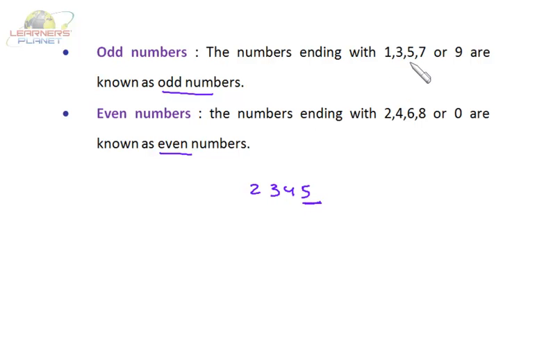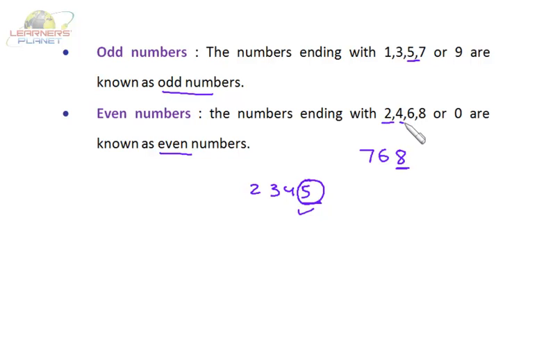Okay, as we can see over here. So doesn't matter how many digits are there, you just have to concentrate upon the unit digit. So this is the unit digit in this number and this is 5, and the numbers which are ending in 5 are odd numbers. Let's take one more example. 768. The unit digit is 8 over here, and the numbers which are having unit digit as 8 are even numbers.